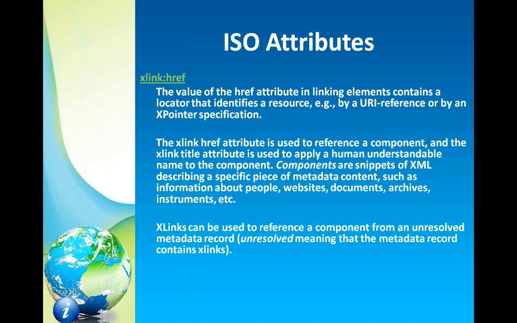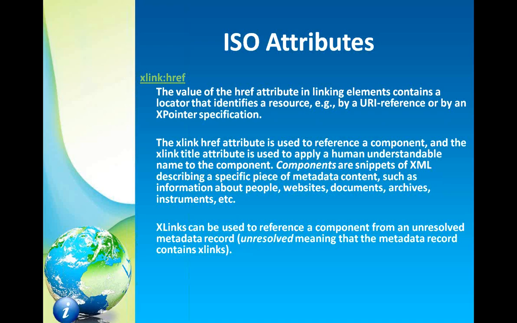Again, components are snippets of XML describing a specific piece of metadata content, such as information about people, websites, documents, archives, instruments, etc. A component is the finest level of granularity in a metadata record. Components are stored once and are used as often as it's required within a metadata collection. Components provide significant storage and editing advantages over the traditional metadata management method of storing each record as a whole.